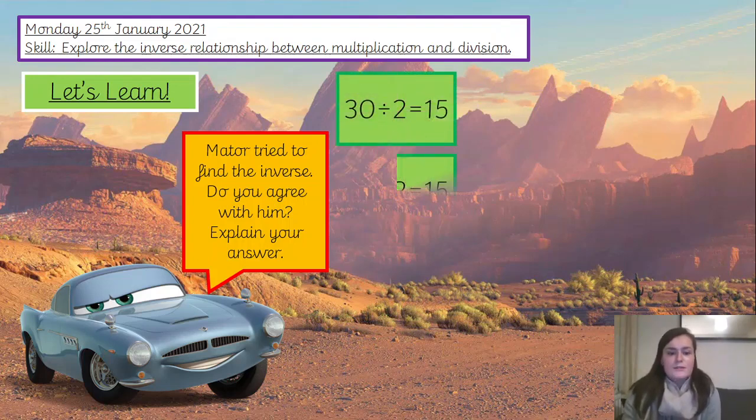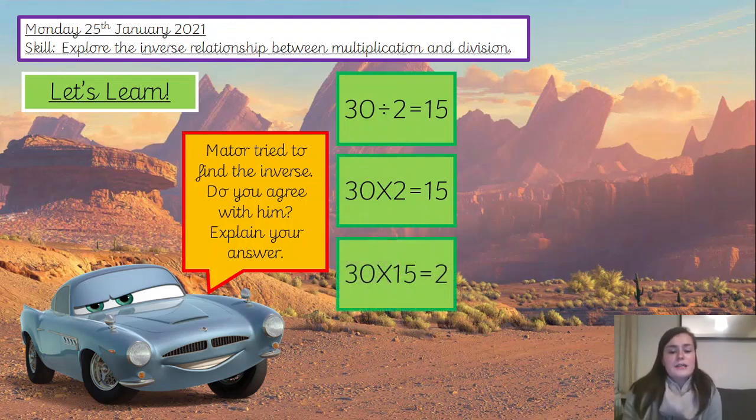Explain your answer. So we've got 30 divided by 2 equals 15. 30 times 2 equals 15, and 30 times 15 equals 2. So you can pause the video and have a chat or a little think if you're working on your own today. Is this correct? Do you agree with him or not, and why? Pause the video, off you go.